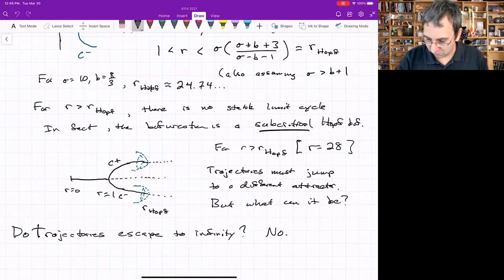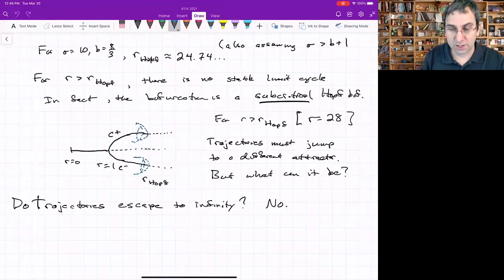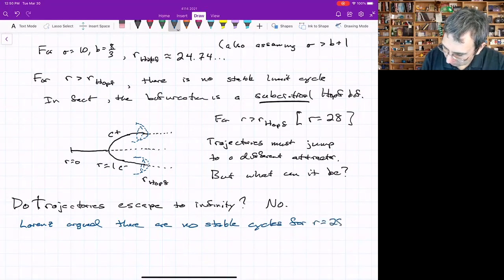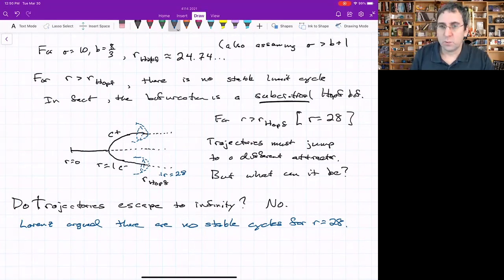Things aren't escaping to infinity. Lorenz made an argument that there are no stable cycles in his paper, at least for the value that he considered. And we might look at that argument too. That's where he looked. He was out here, this R of 28. It's way beyond the Hopf bifurcation. So what are we left with? What else could there be?